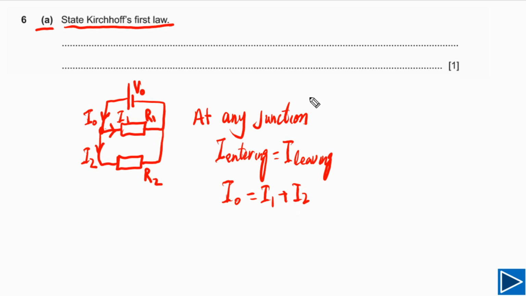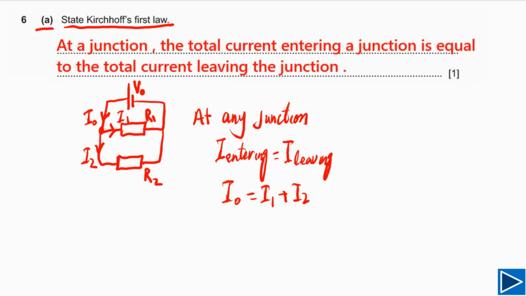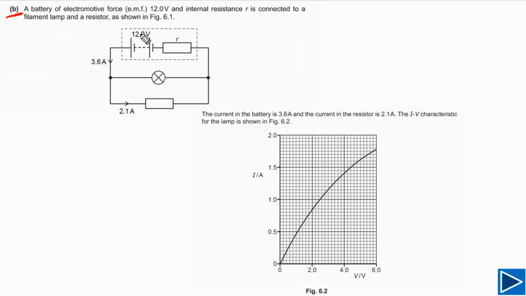Let me explain how you can write a proper answer. This is how you can write your answer for Kirchhoff's first law. Simply you can say: at a junction, the total current entering the junction is equal to the total current leaving the junction.